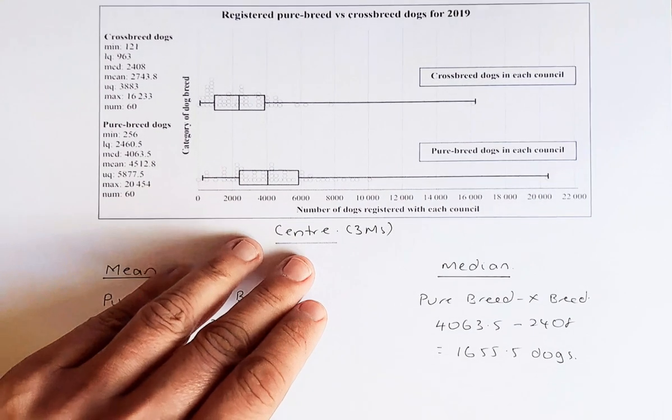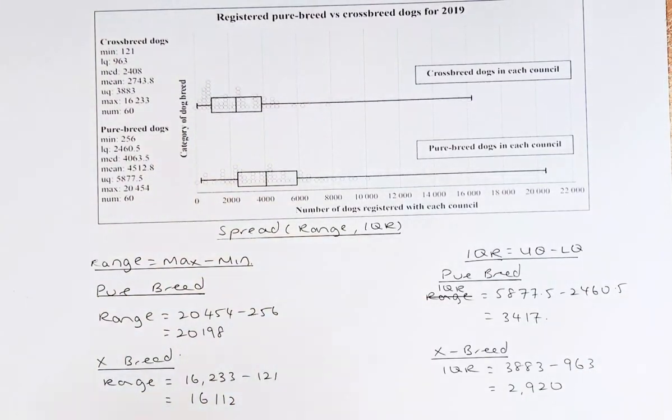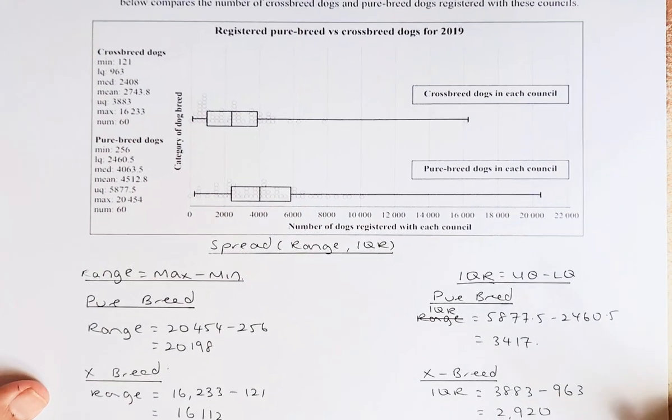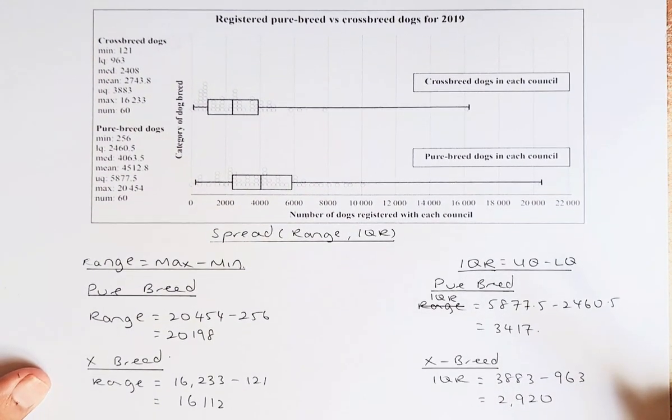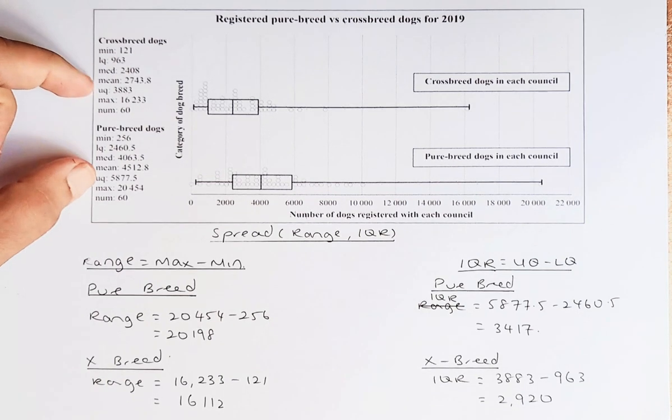Great. Now we're looking at the second part of the analysis. The second analysis is called the spread. The spread is made up of the range and interquartile range. We look at the range first. The range is just the maximum minus the minimum. Again, it is found on the left hand side of the graph.